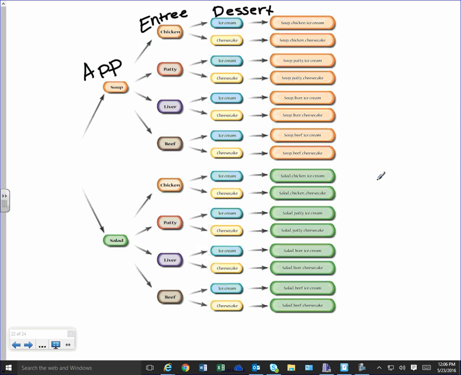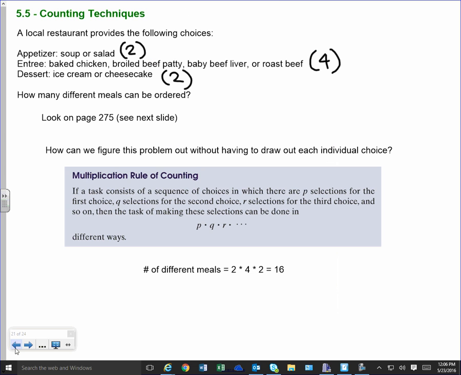Well, who wants to write all this out every time? Nobody, right? Nobody wants to do that. So how can we figure this out without having to write out every single option? The way we can do that is using the multiplication rule of counting. Since these are all independent events, right? We can do this multiplication like we talked about in 5.3 back here.